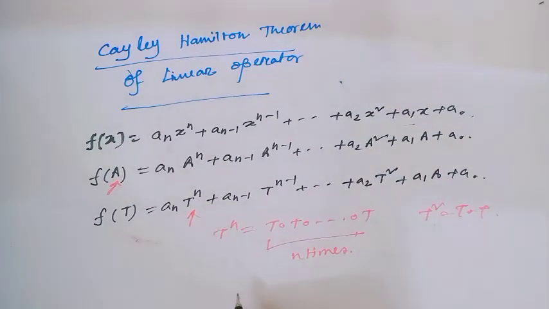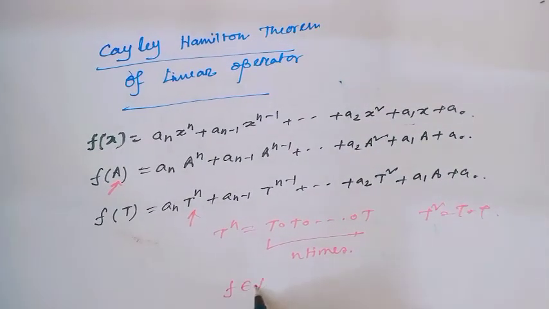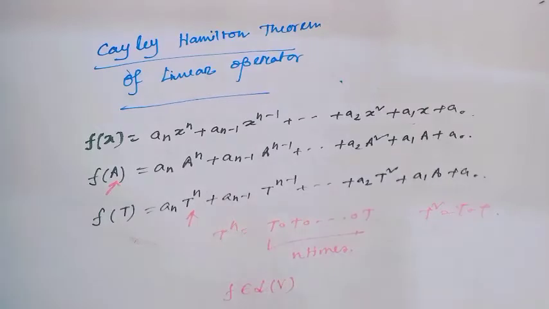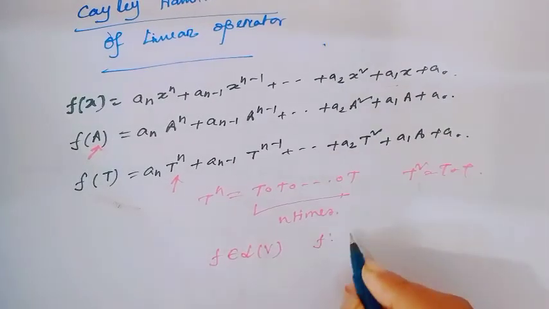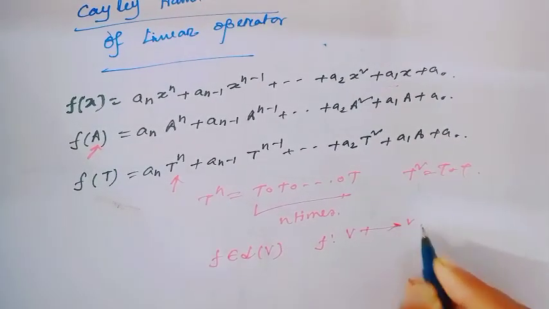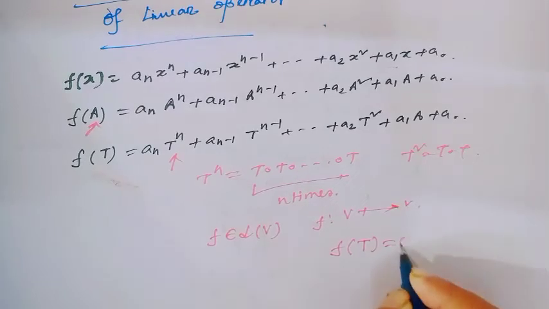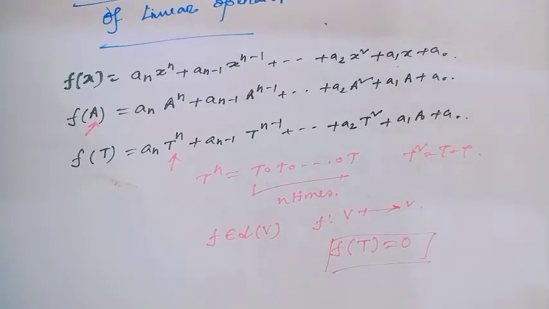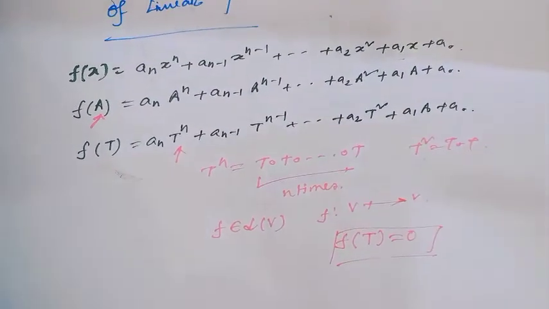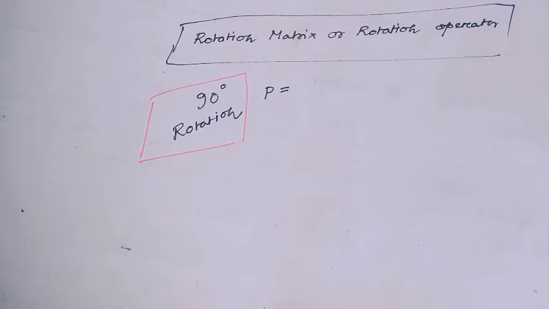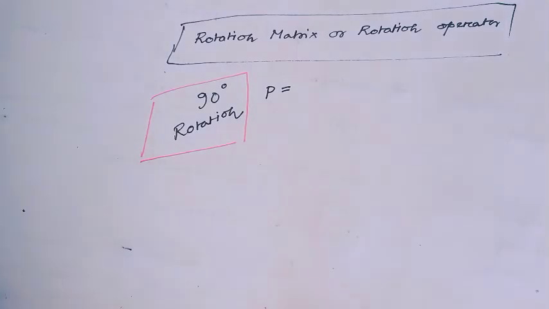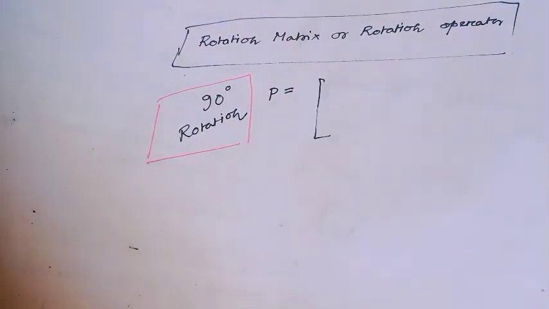That means if f belongs to linear operator, that means if f is a mapping from vector space to vector space, then obviously f(T) equals the 0 polynomial. Are you getting? Okay. Let's see some example. At first, I will see the rotation matrix or rotation operator.